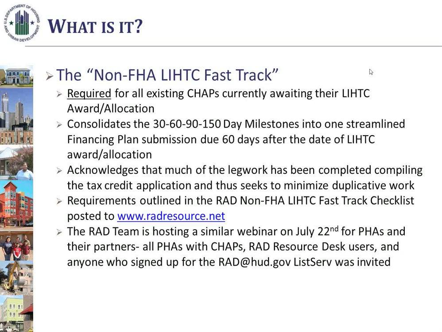So again, the fast track, it's required for all existing CHAPs that are awaiting their LIHTC award or allocation, so it's not an optional thing. They all have to do it. It consolidates the 30, 60, 90, 150-day milestones into one submission, due 60 days after the date of their award or allocation. And basically, it's a streamlined process that relies on the fact that there are a lot of other parties involved in these tax credit deals that have done a lot of the legwork, so there's no need for us to replicate it. The checklist and also the conversion template are posted on the resource desk.